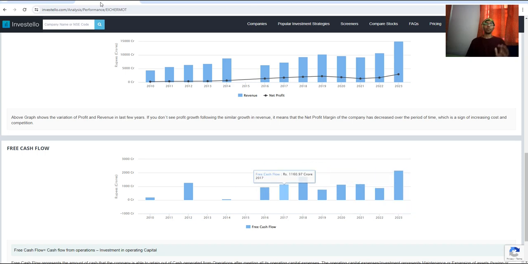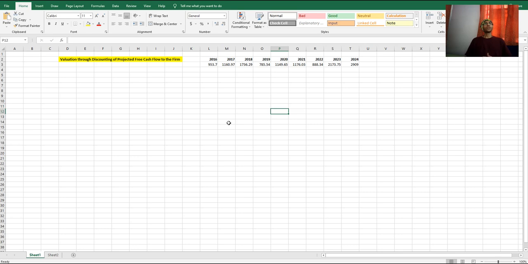We'll take the numbers for each of the year's cash flows, and then we will create a 3-year moving average, right? How to do that? Let us witness it. So friends, here we have the free cash flow data for the last 9 years for Eicher Motors, right? Now what we'll do is create a moving average of 3 years at a time.